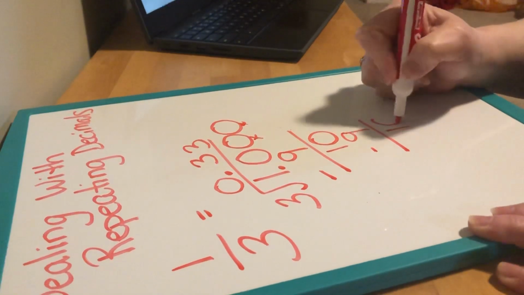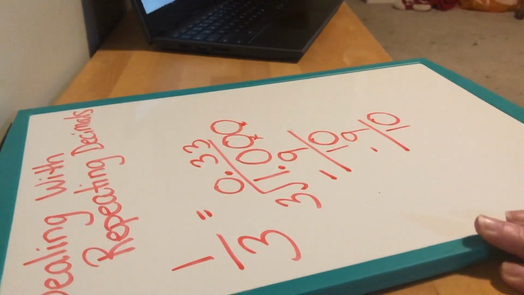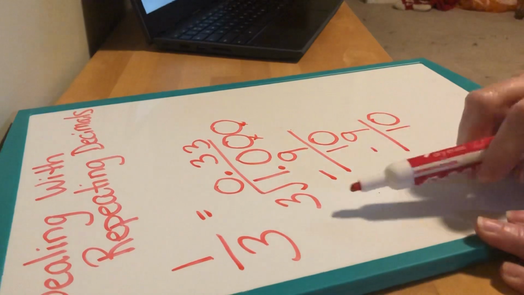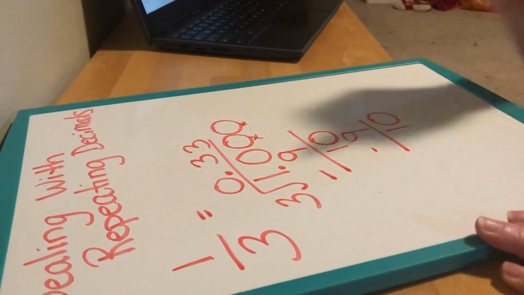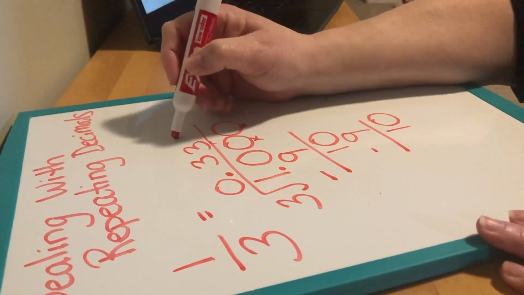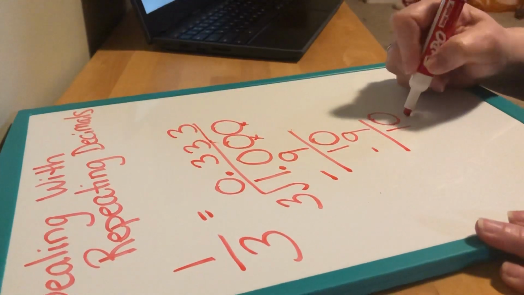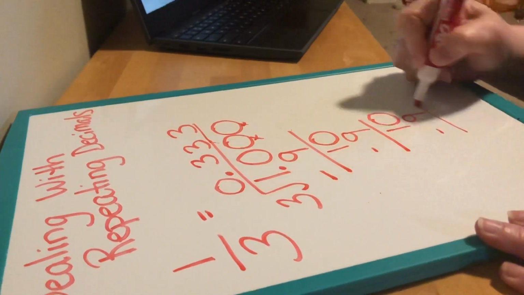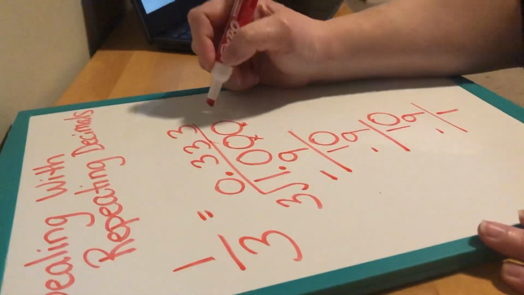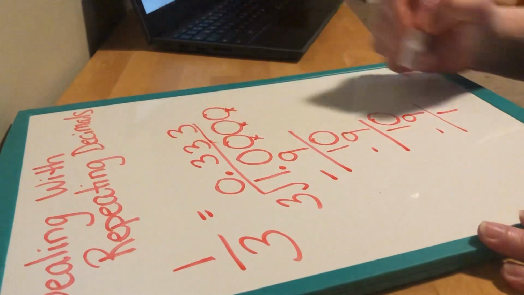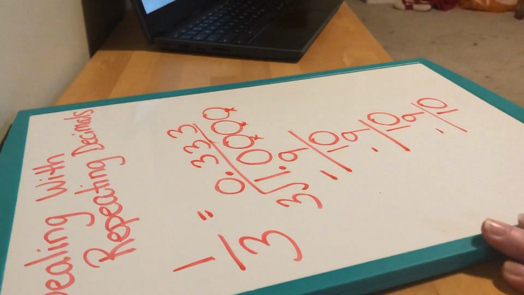There's my 0 that I've added. There's my 0 that I've brought down. 3 times what is going to get me closest to 10? And we've done it before, so we're going to do it again. 3 times 3 is 9. That leaves me with 1. And I could literally keep going all the way down, and I'm going to discover pretty quickly that this is in fact a repeating decimal.